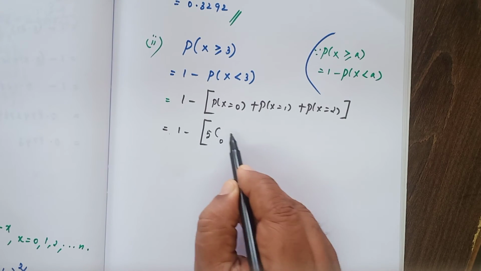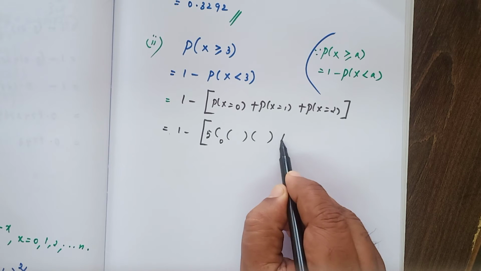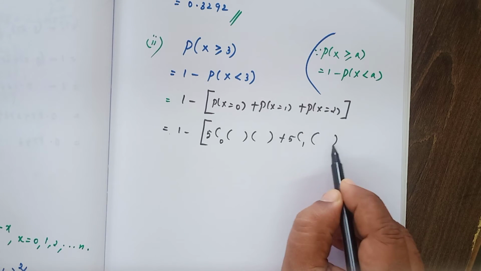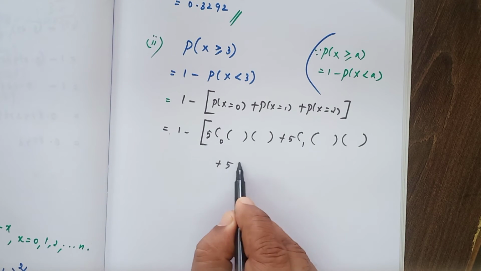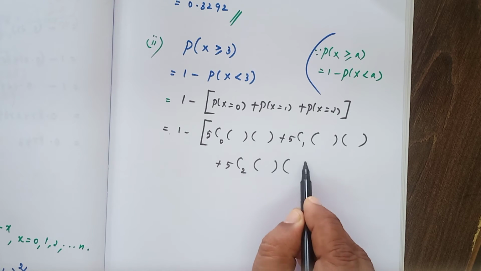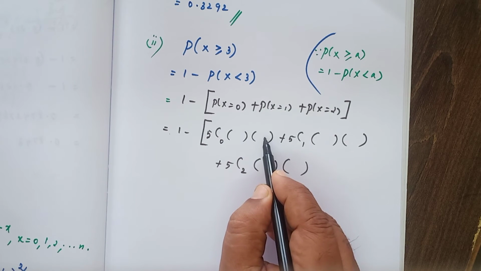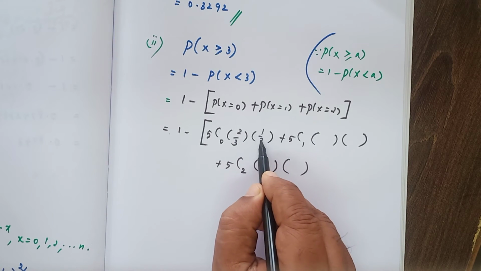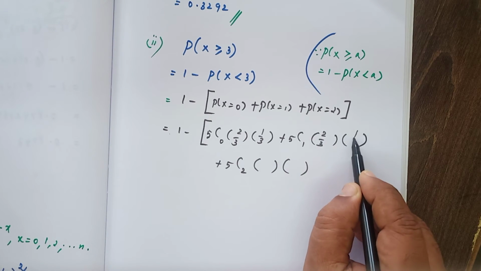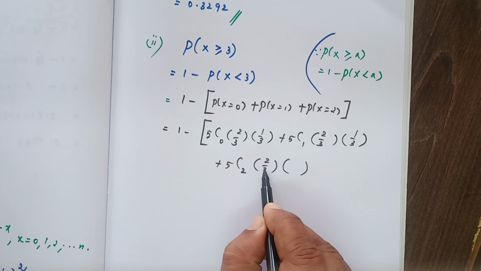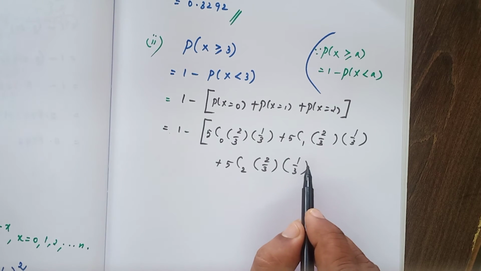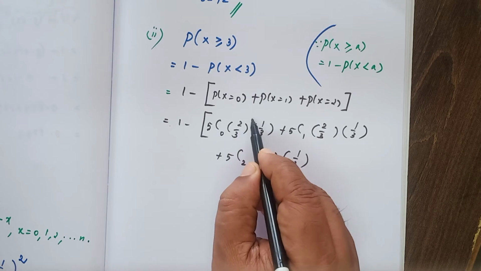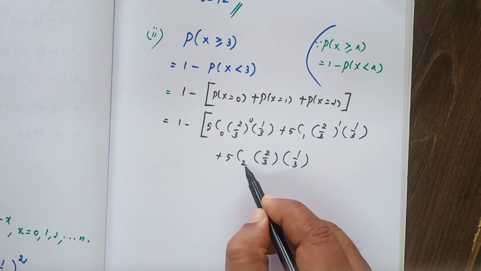5C x value 0, double set of brackets, then 5C1 double set of brackets, 5C2 into double set of brackets. Here P value, here Q value. P value is equal to 2 by 3, Q value 1 by 3. 2 by 3, 1 by 3, 2 by 3, here 1 by 3. Here x value, here it is 0, here x value 1, here x value 2.